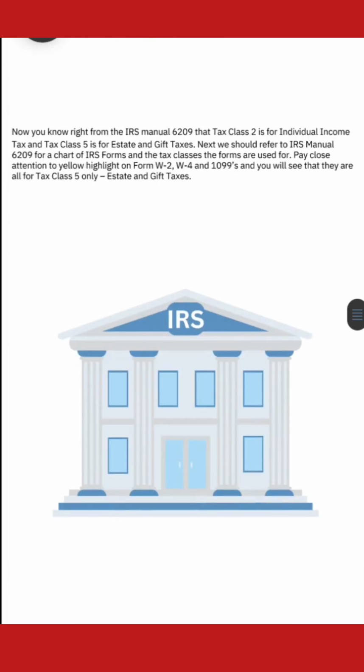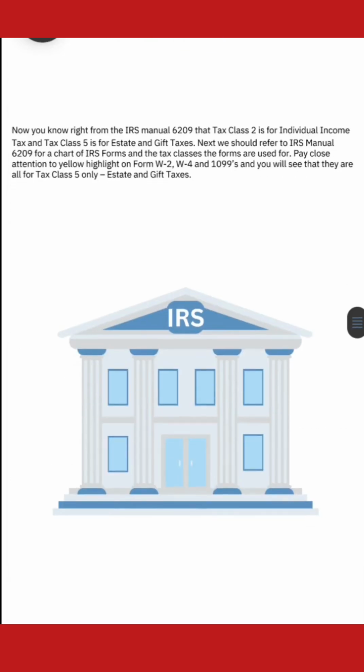Now you know right from the IRS Manual 6209 that Tax Class 2 is for individual income tax and Tax Class 5 is for estate and gift taxes. Next we should refer to IRS Manual 6209 for a chart of IRS forms and the tax classes the forms are used for. Pay close attention to the yellow highlight on Form W-2, W-4 and 1099s and you will see that they are all for Tax Class 5 only, estate and gift taxes.